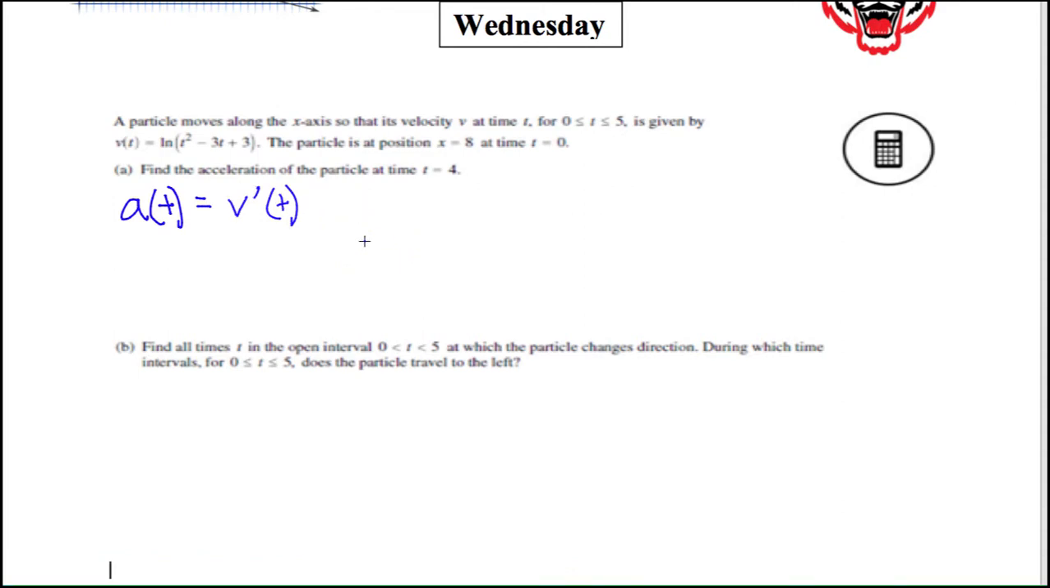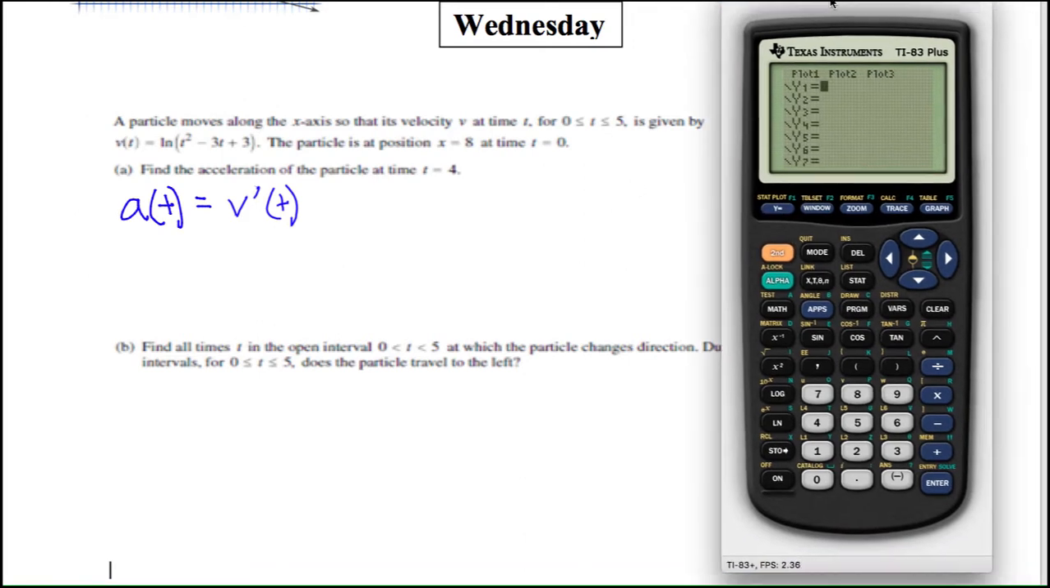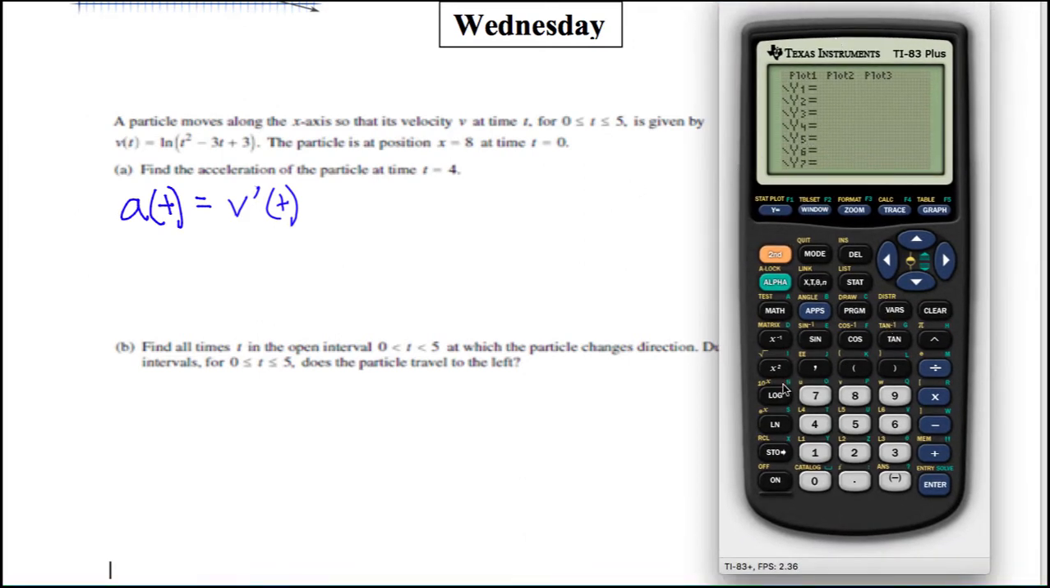Let's just plug it into the calculator. I forgot that we were dealing with a calculator problem. Thank you, Ben. Let's enter it into our y function. So y1 is equal to the natural logarithm of x squared minus 3x plus 3. You don't need to close the parentheses, but I will. All right, then I'm going to quit out of that once I have it all entered.